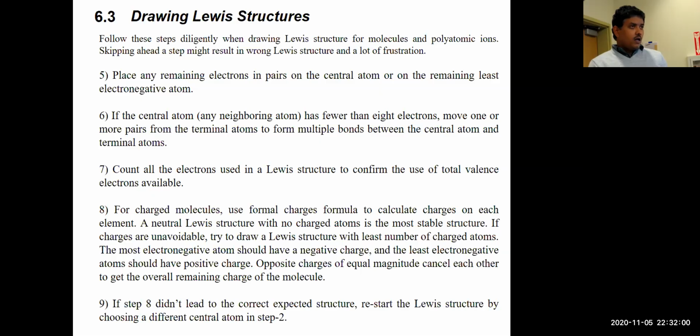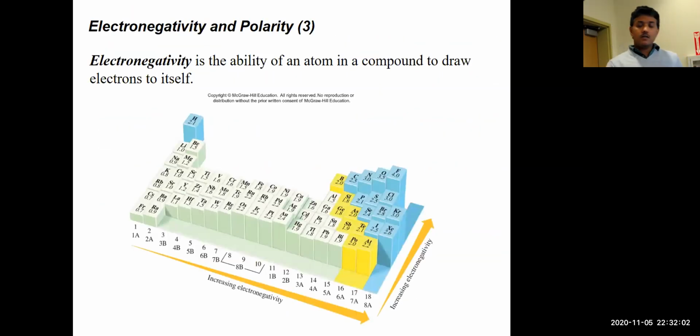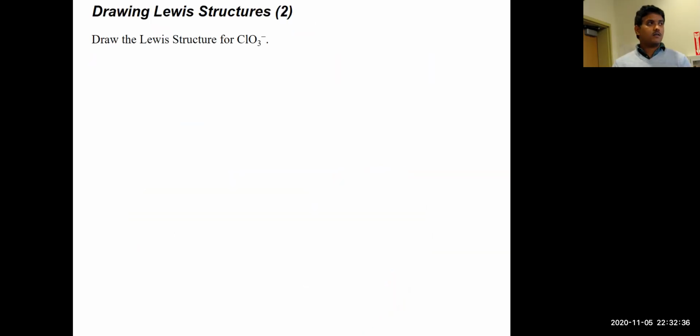All right. So just to remind you, this is the electronegativity chart that you would have to refer to, because in step 2 you need to choose the central atom. The least electronegative atom is going to be your central atom. But hydrogen cannot be the central atom, because if you remember in the first section of this chapter, I showed you that hydrogen can only make one bond because it only has one valence electron. So that's why it cannot be the central atom. It has to be outside.